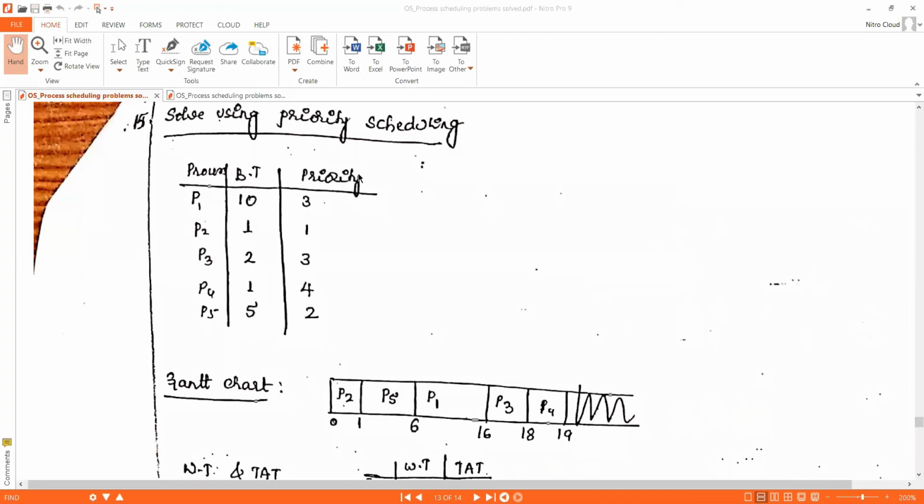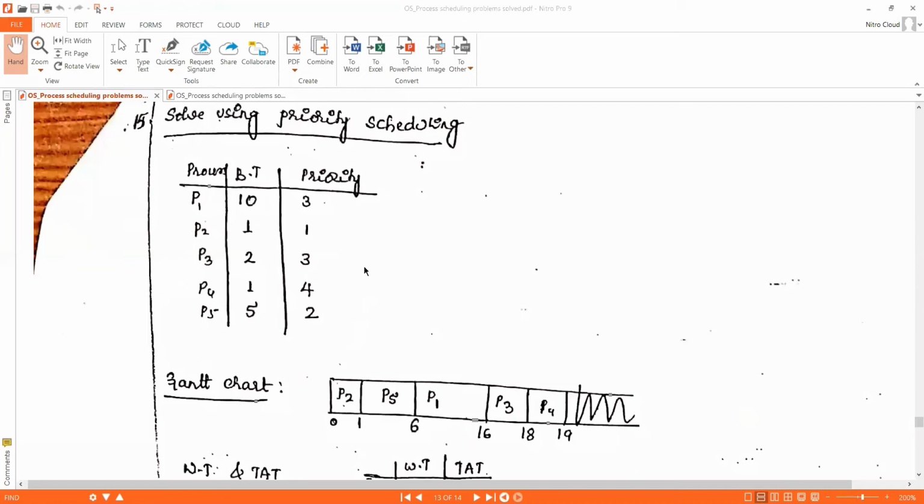Here we have also been given the priorities for these processes. Process 1's priority is 3, process 2's priority is 1, process 3's priority is 3, process 4's priority is 4 and process 5's priority is 2.